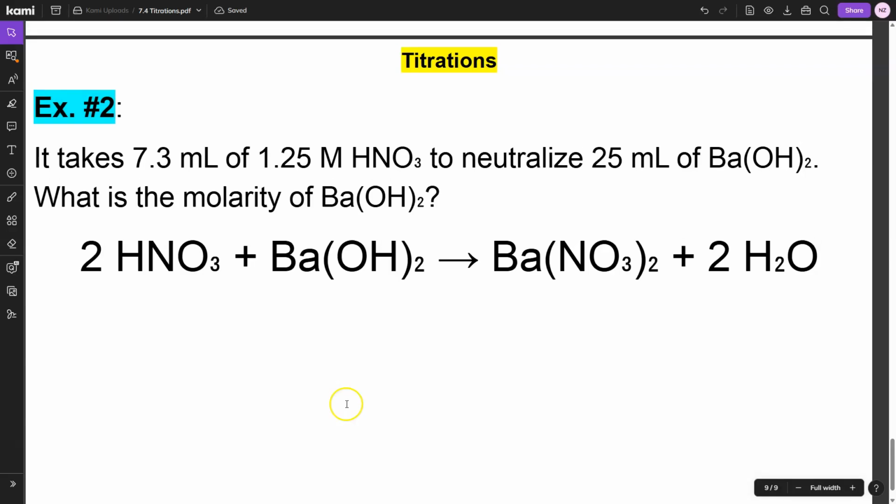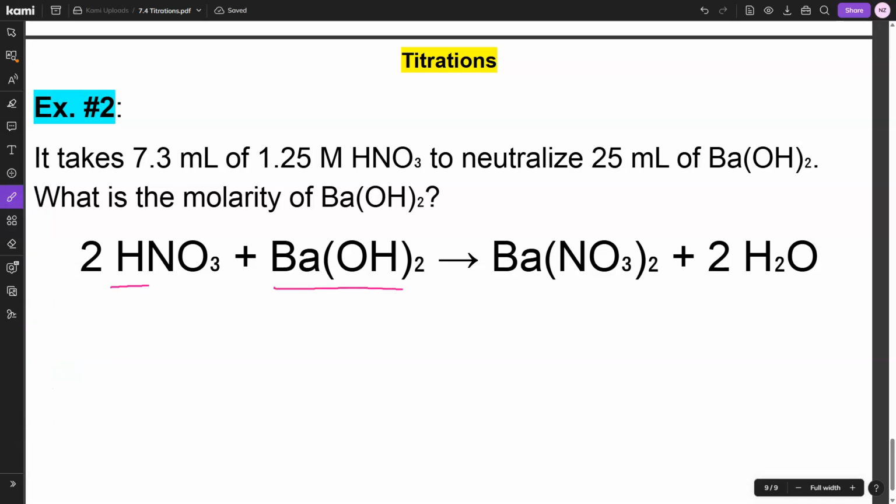All right, let's look at another example. It takes 7.3 milliliters of 1.25 molar HNO3 to neutralize 25 milliliters of barium hydroxide. What's the molarity of barium hydroxide?